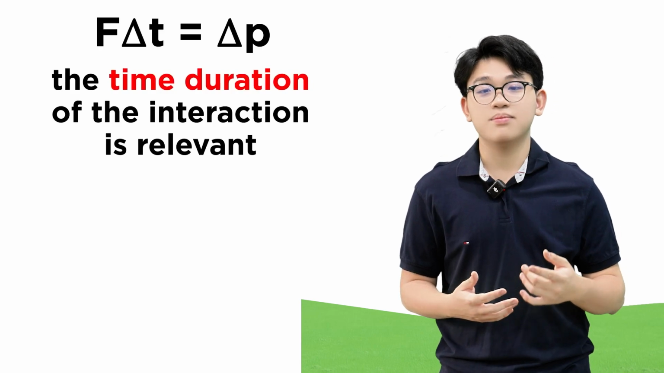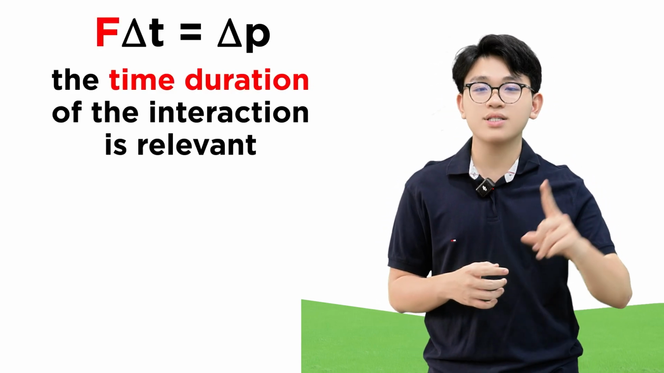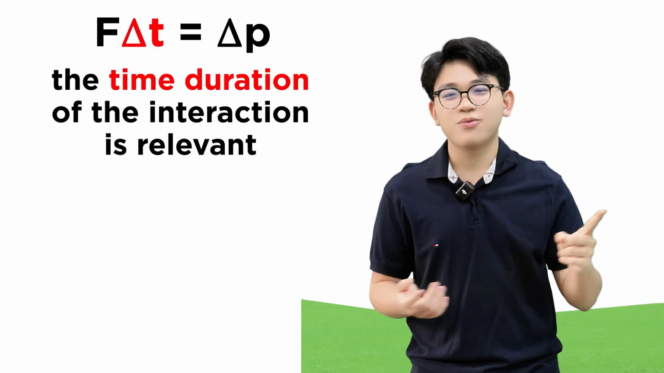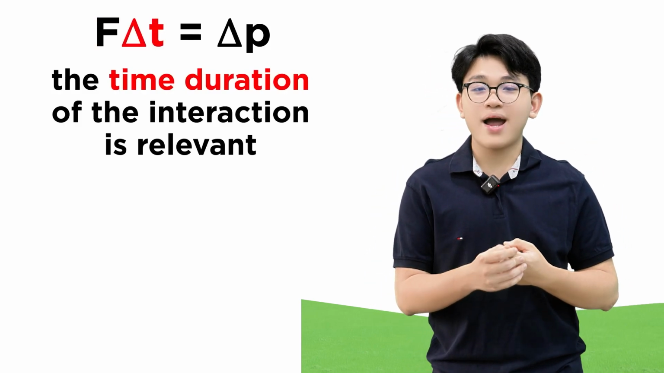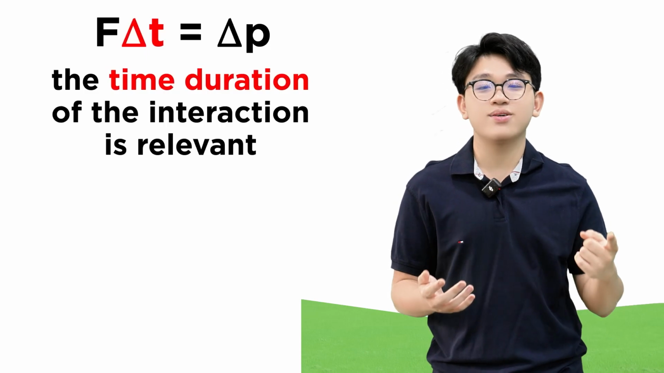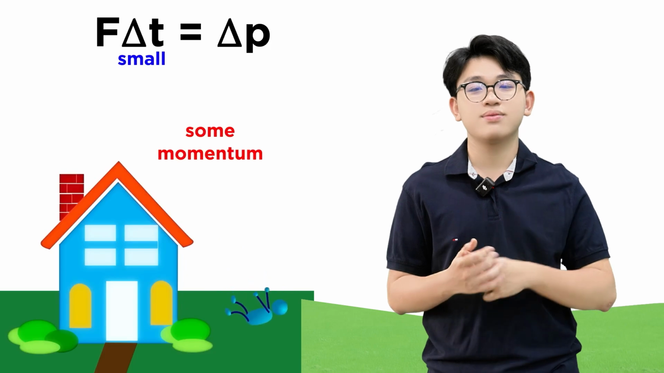Now, let's talk about some real-world scenarios where impulse and momentum matter. First, car crashes. In a crash, a car's momentum changes suddenly. Airbags and crumple zones are designed to increase the time of the impact, reducing the force on passengers.